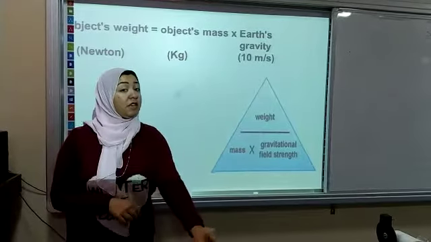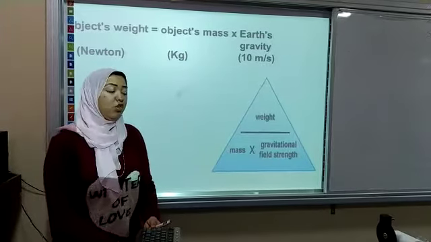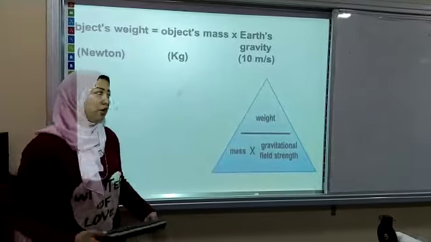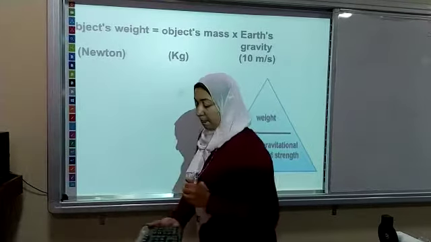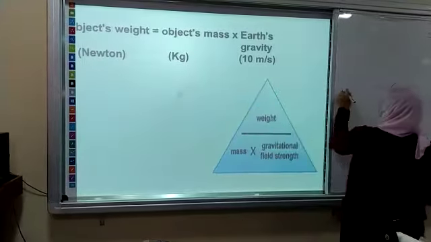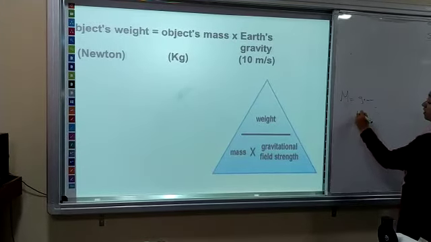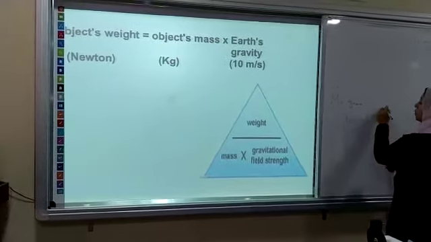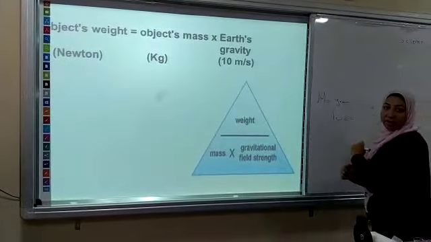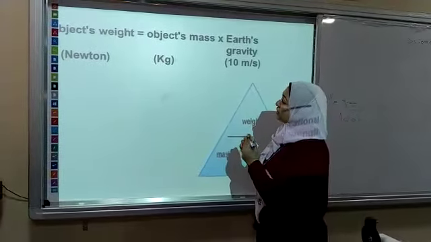What happens if they give you the mass in grams? You will convert it into kilograms. Let's make it. Mass in grams, so you will divide it by 1,000 to convert it into kilograms. Understood this part? Let's continue.